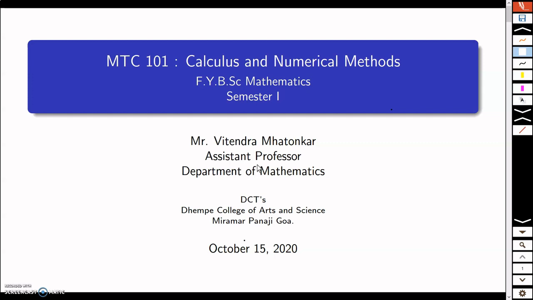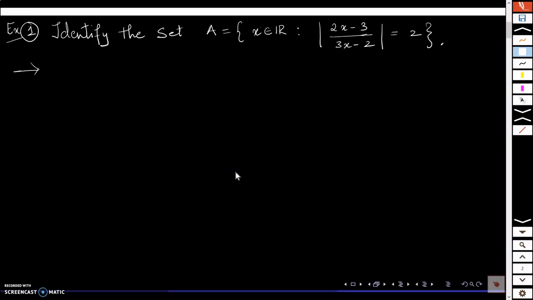So let's look at the first example. This says, identify the set A which is defined to be the set of all real numbers x which satisfy this condition. A condition is given to me which reads as modulus of (2x minus 3) upon (3x minus 2) is equal to 2. And what I have to do is identify all the real numbers x which will satisfy this equality, this equation.